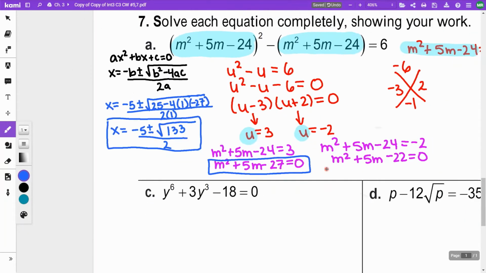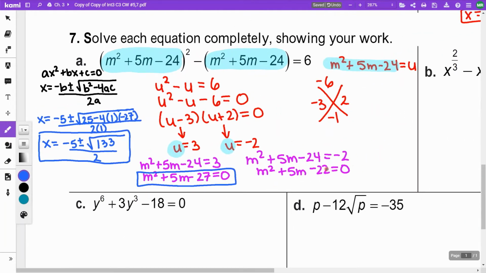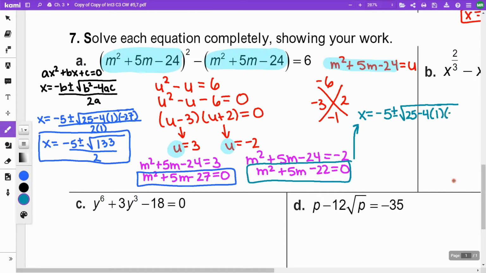Then I'm going to do the same. Let me just move this over with my m squared plus 5m minus 22. So let me do that in this teal color. Okay. So I'm going to be solving that here. So again, I'm going to have x is equal to negative 5 plus or minus the square root of 5 squared, which is 25, minus 4 times my a, which is 1, and my c, which is a negative 22, all over 2 times 1.